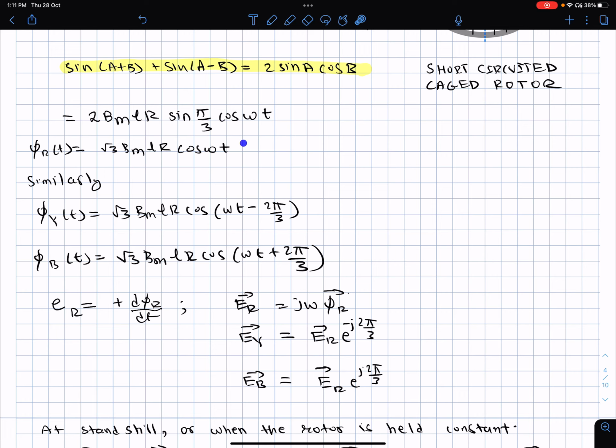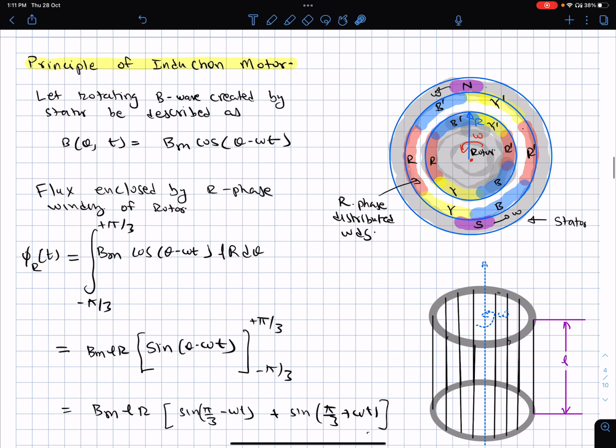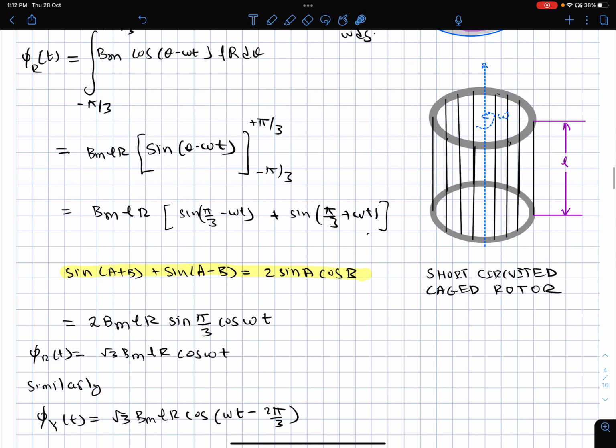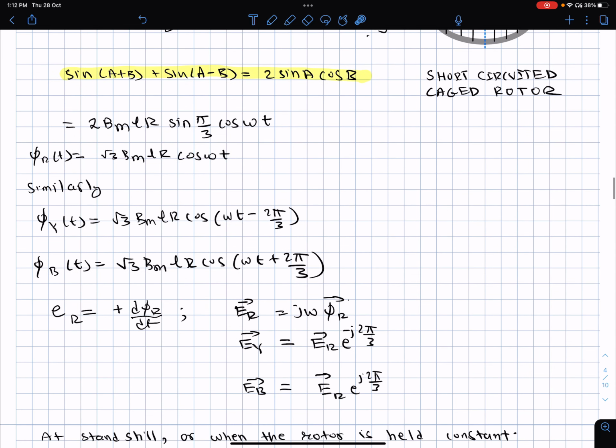First, before going there, I have calculated the flux associated with the R phase winding. Now, whatever happens on the R phase winding, if the rotating flux is in the anti-clockwise direction, then the Y winding will see it 120 degrees apart by the nature of its symmetry, and the B phase winding will see it another 120 degrees apart, or minus 4 pi by 3, or effectively plus 2 pi by 3.